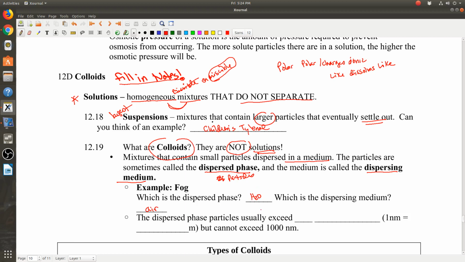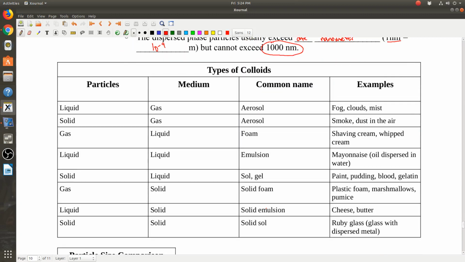The dispersed phase particles usually exceed 1 nanometer, okay? And remember, a nanometer is 10 to the minus 9 meters. But they cannot exceed 1,000 nanometers. It's very, very small, but it cannot be bigger than 1,000 nanometers. And so I prefer that you think of it in this way. So let's look at these colloids, some examples. If the particle is a liquid and a gas is the medium, you have an aerosol, fog. There's fog.